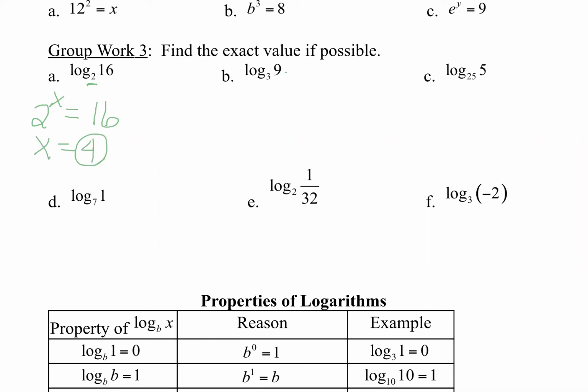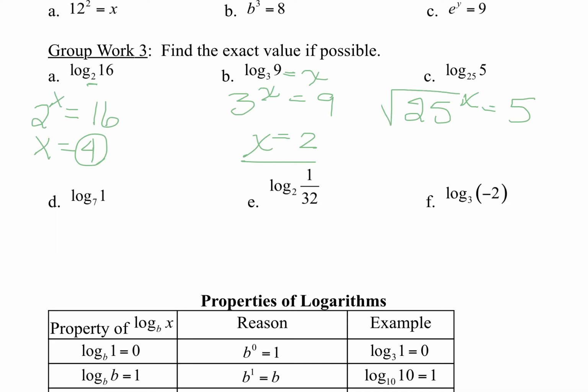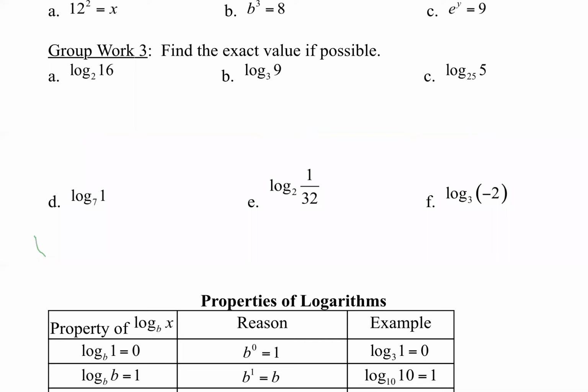And then this one is asking 3 to the what power is 9. So x is 2. And this one is saying 25 to the what power gives you 5. You have to think a little bit on this one. How will you get from 25 to 5? You square root it. So x is 1/2. And again, if you weren't sure, you could do log of 5 divided by log of 25, and it would give you the 1/2 as well. And then you could continue with these.